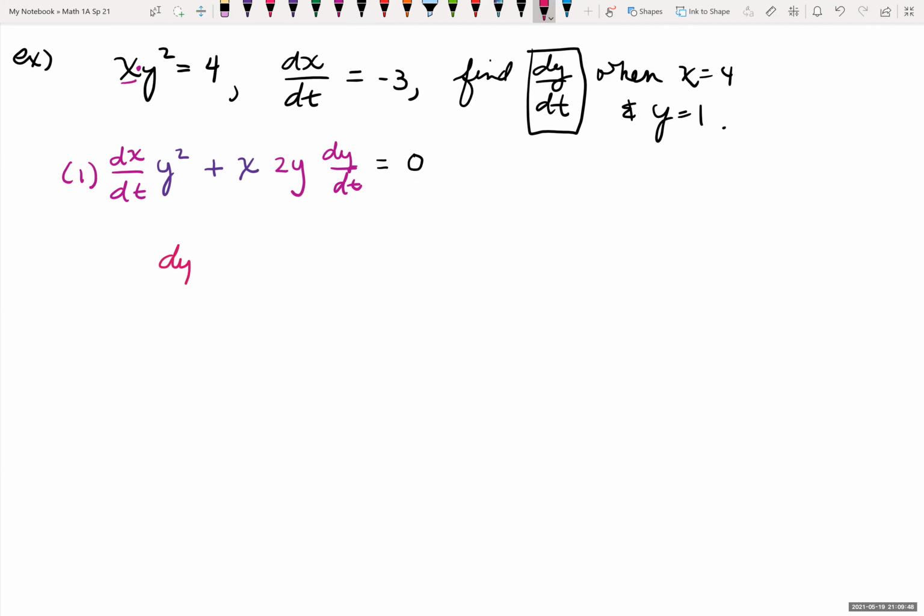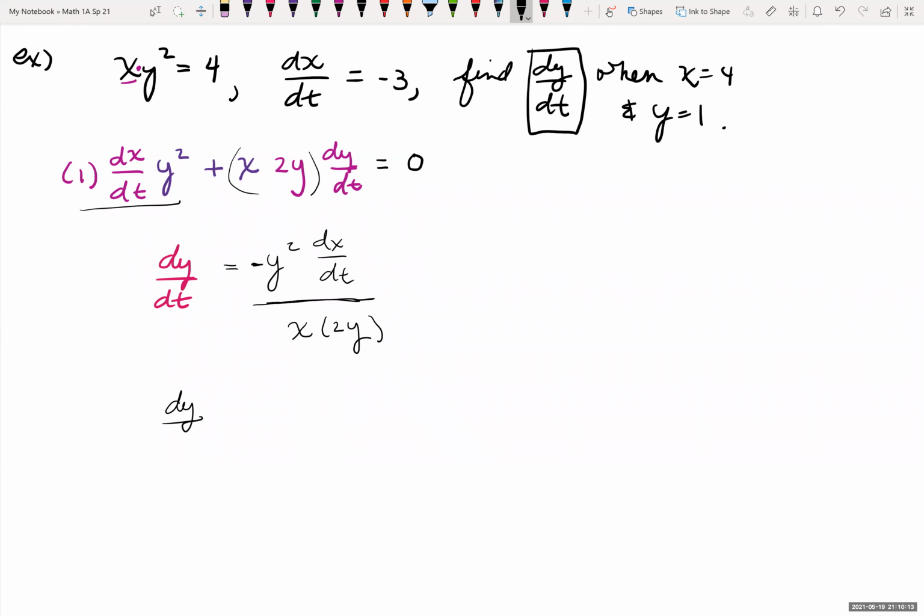We could subtract y squared dx dt on both sides and then divide by what's in front of my dy dt. So divide by x times 2y. And now just go back in and substitute in what we're given.